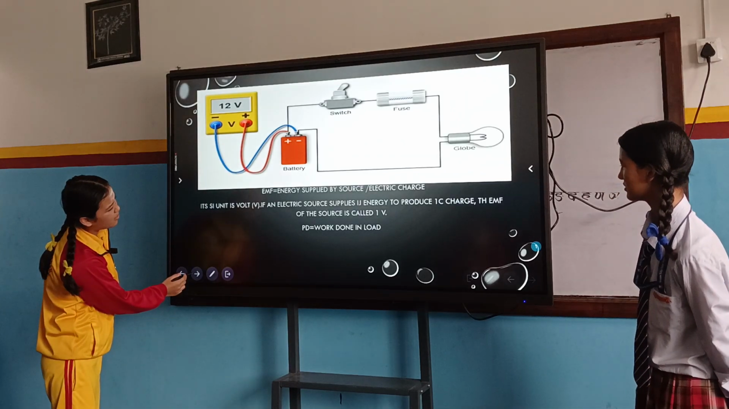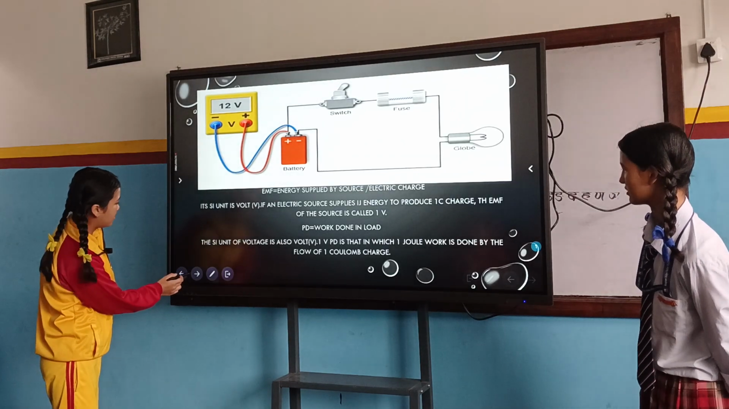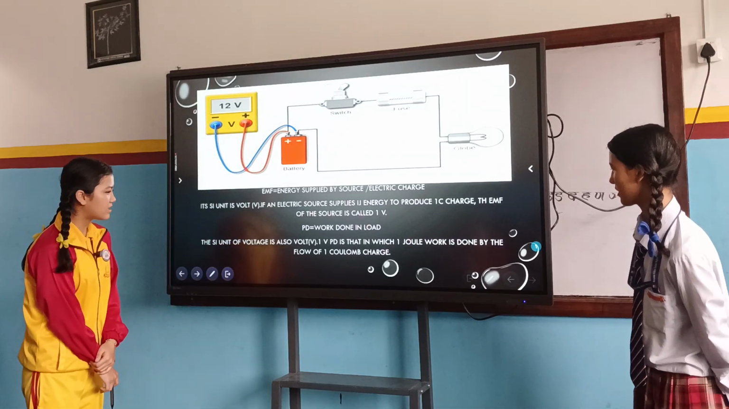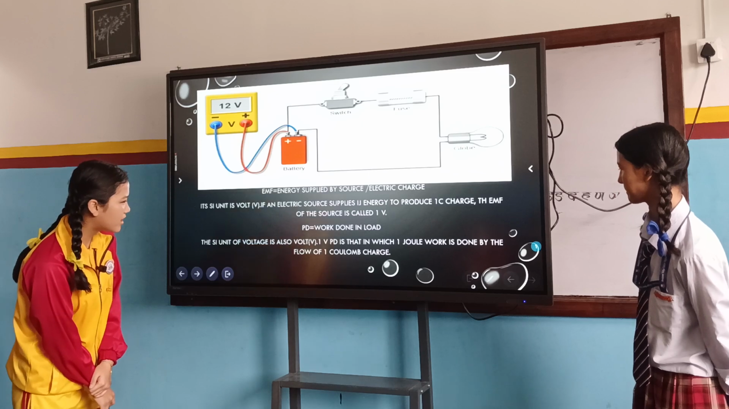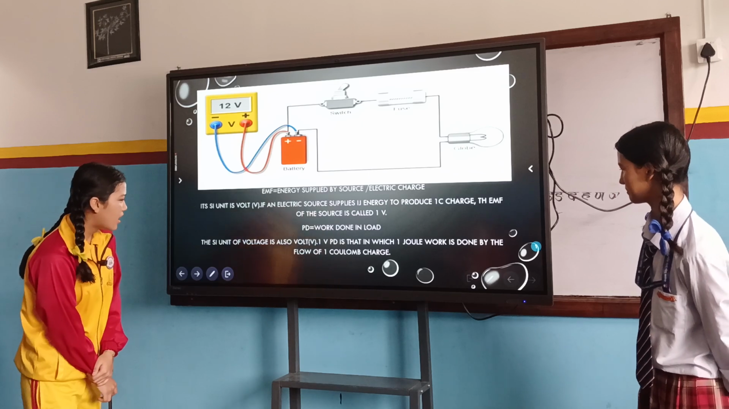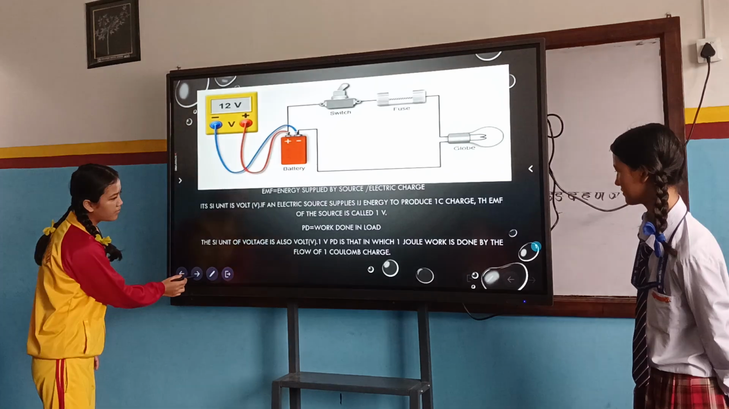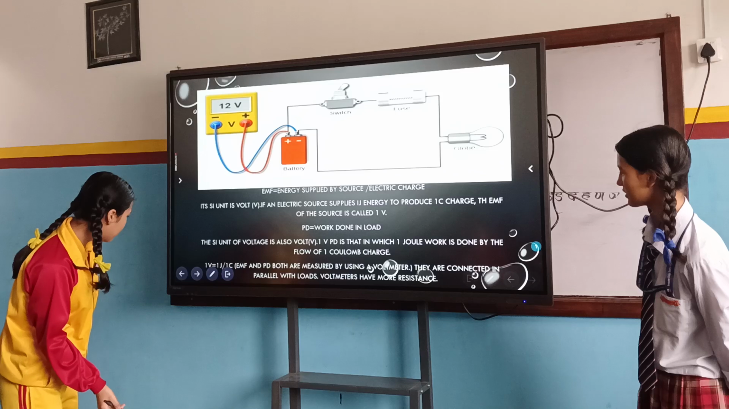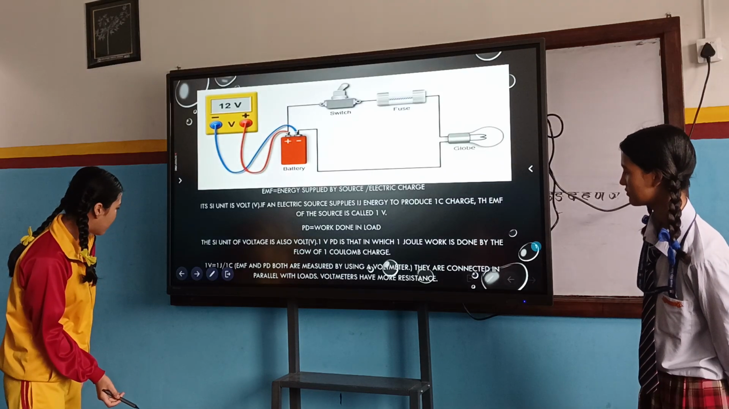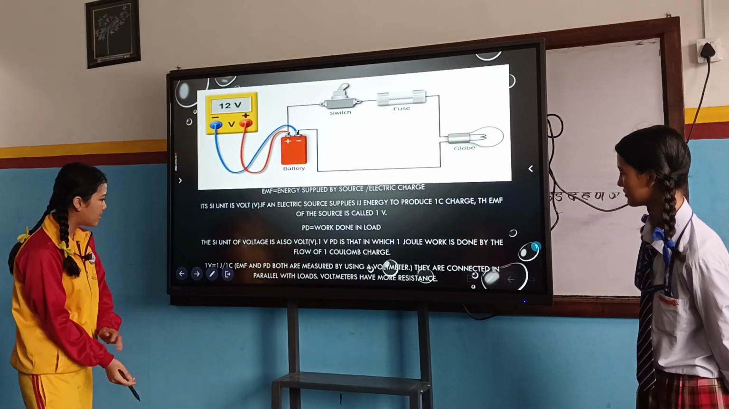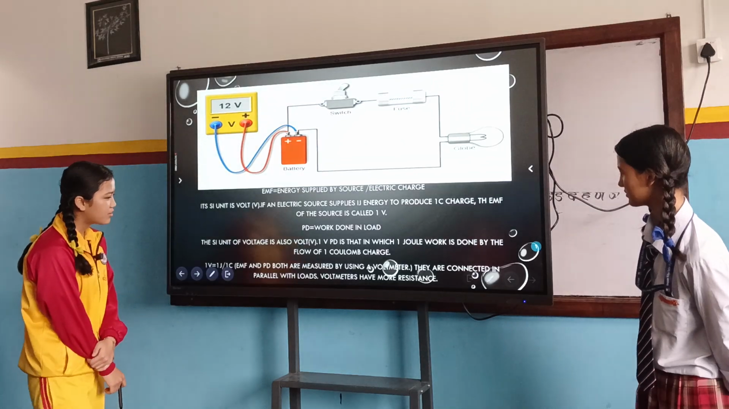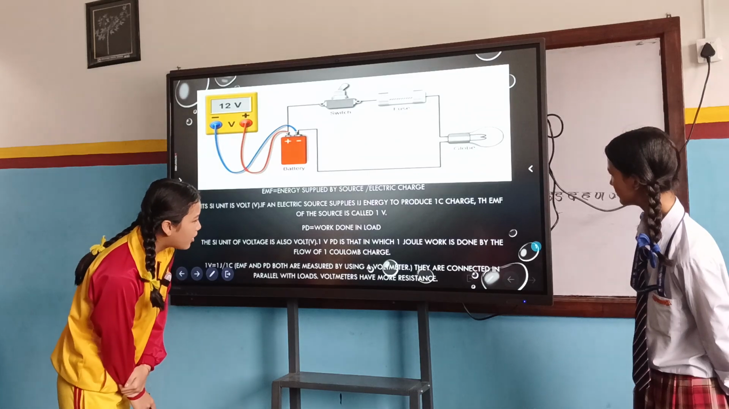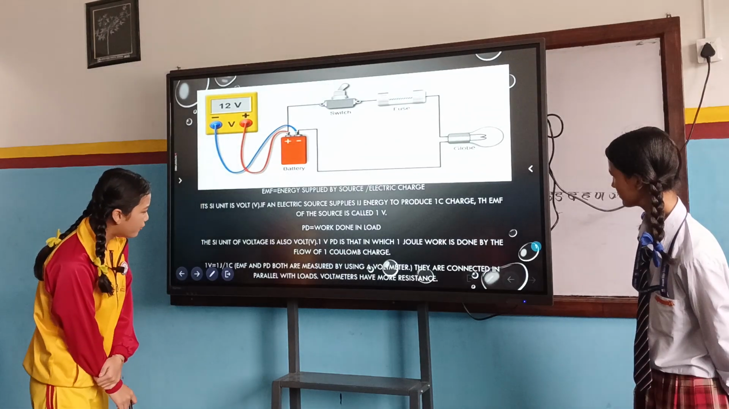PD is equal to work done in load. The SI unit of voltage is also volt, V. 1 V PD is that in which 1 joule of work is done by the flow of 1 coulomb charge. 1 V is equal to 1 J per 1 C. EMF and PD are both measured using a voltmeter. They are connected in parallel with loads.